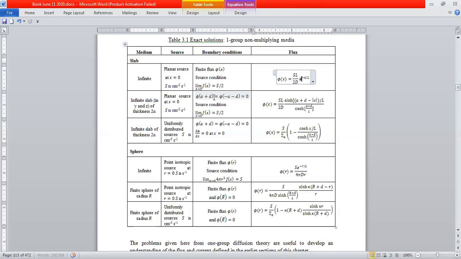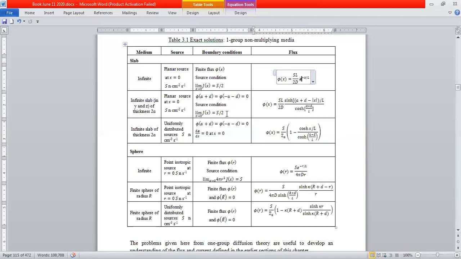So we've got symmetry, and we say that at the 2 ends, A plus D, A is the physical thickness. The slab is of thickness 2A. So right side A, left side minus A, and D is the extrapolation distance, which means the physical boundary plus the D is going to give you the extrapolated boundary where we can say that the flux is 0. And here you can solve just half the problem. As I mentioned, solving half the problem reduces the effort and improves the accuracy.